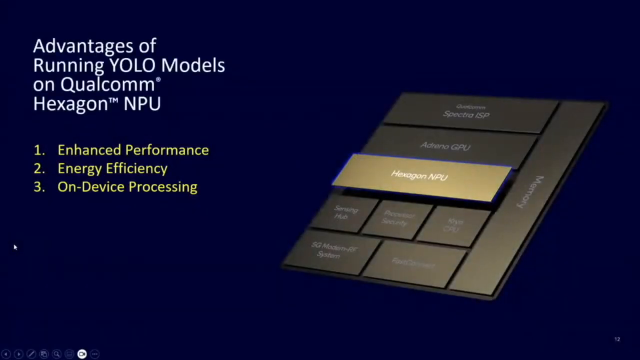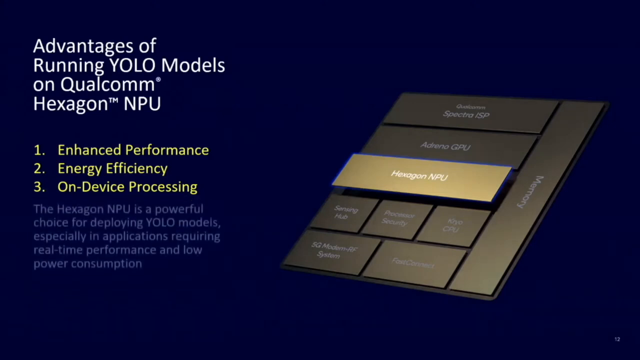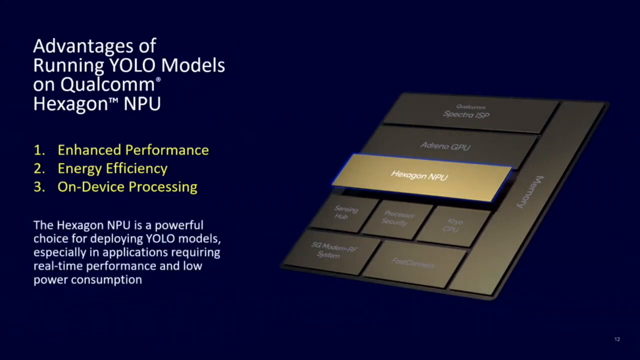Some of the advantages of running YOLO models on the Qualcomm Hexagon NPU are two main things. One is enhanced performance: you get increased performance by running on the NPU. The second is energy efficiency. When you're running these models for long periods of time, because these are long sustained workloads, you will see enhanced efficiency.